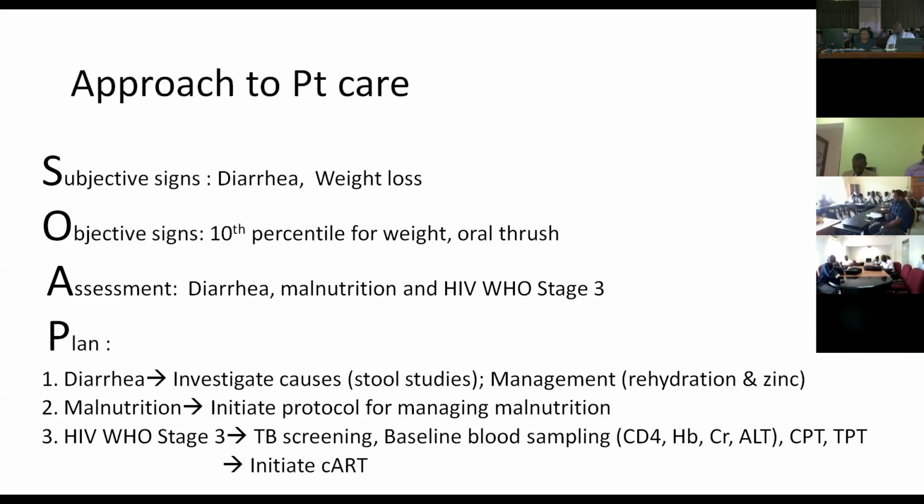For the malnutrition, of course, you have to initiate the protocol for managing malnutrition, of which most of us are versed in. And then the issue of the HIV, we know that this is clinical stage 3, and we learned from the didactic that at every point that an HIV-infected individual comes into our facilities, we have to screen for TB. So TB screening is very important by the algorithm that you are given. Then baseline sampling, which of course is needed in HIV infection.